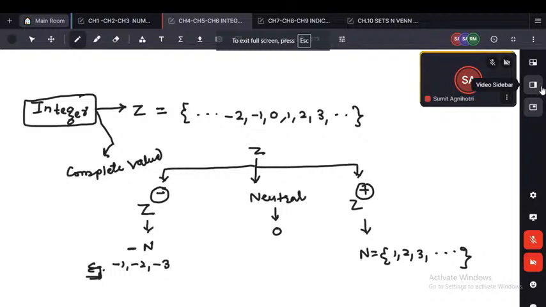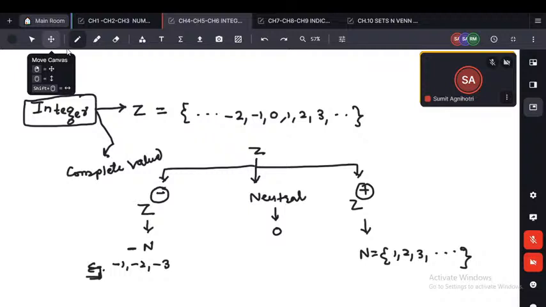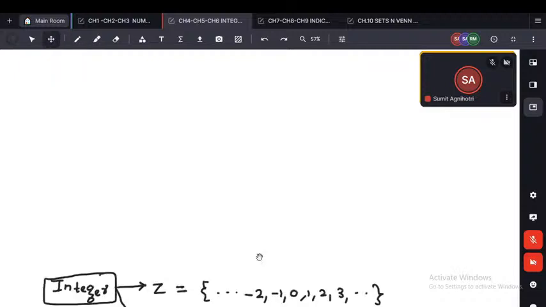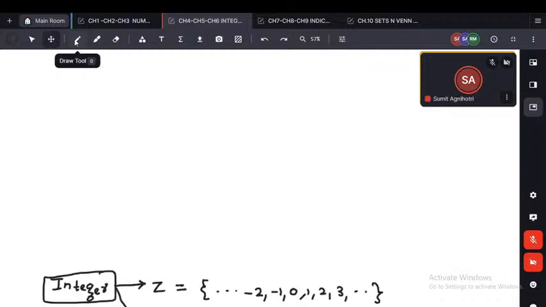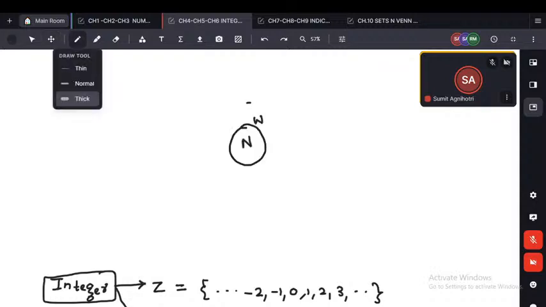Okay, in today's class, we are especially focusing on integer, fraction, and decimal. I will cover these three topics today. If you remember, in the number system, I have already told you that all natural numbers are part of whole numbers. All whole numbers are part of integers. That's where we are starting today.